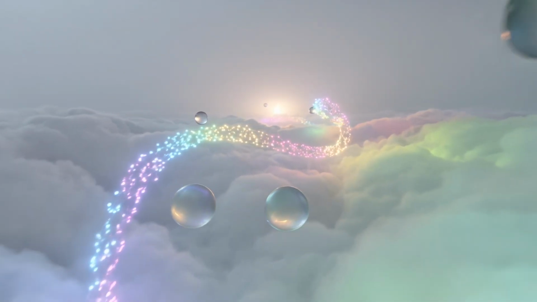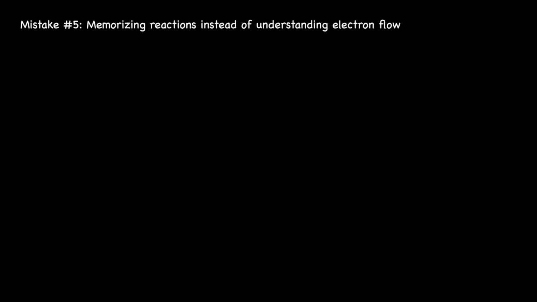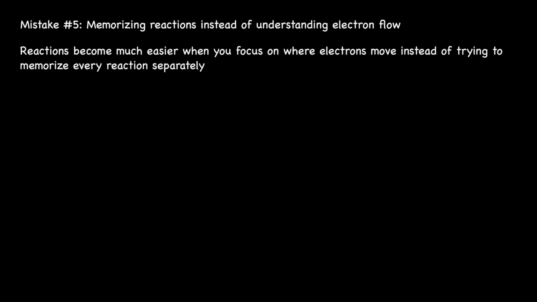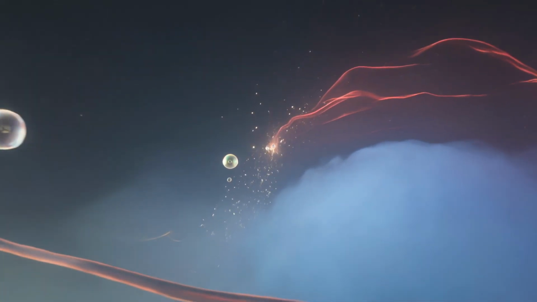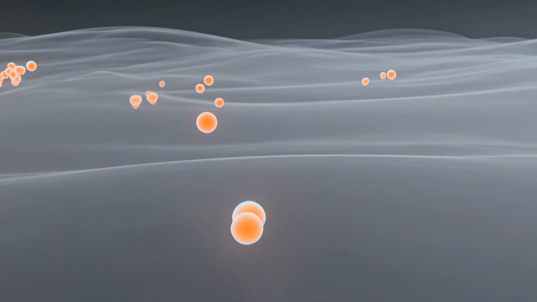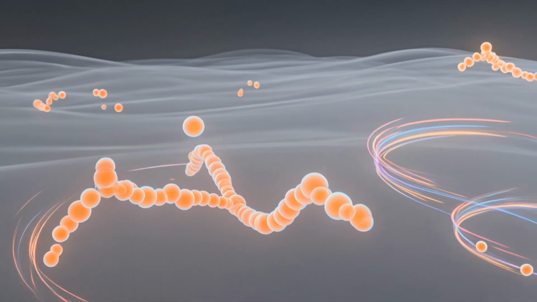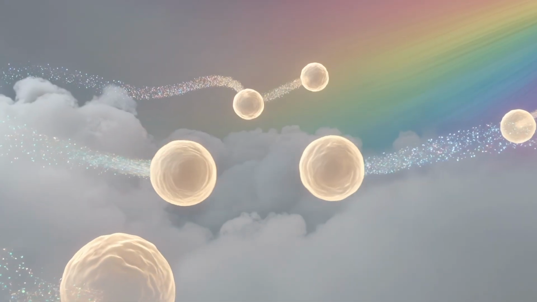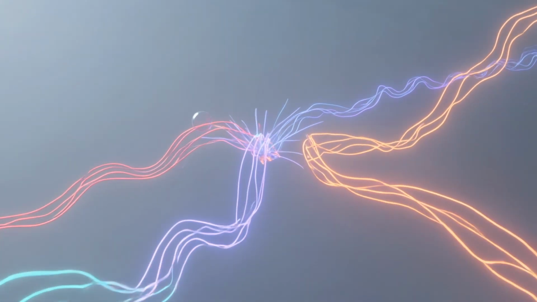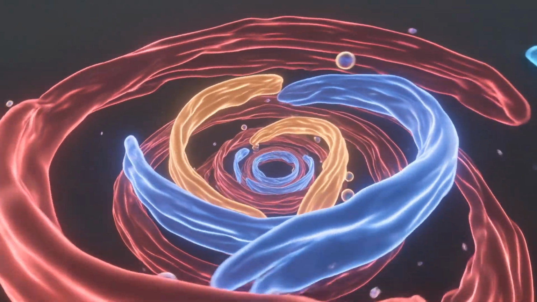Mistake number 5, memorizing reactions instead of understanding electron flow. In organic chemistry, reactions become much easier when you focus on where electrons move instead of trying to memorize every reaction separately. And that is why acid-base chemistry is the perfect first mechanism to learn. Because once you understand proton transfer and electron flow, you are already building the foundation for substitution reactions, elimination reactions, alcohol chemistry, enolate chemistry, and many more reactions later in organic chemistry.